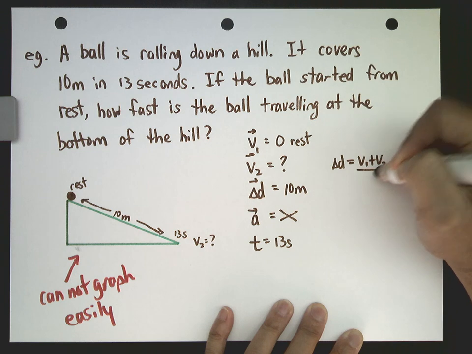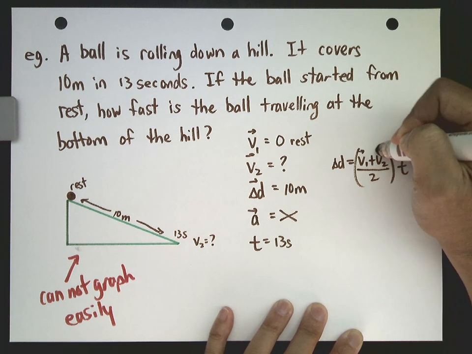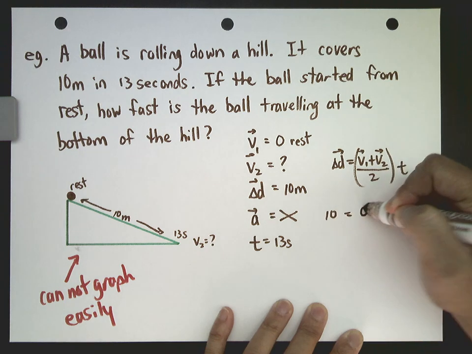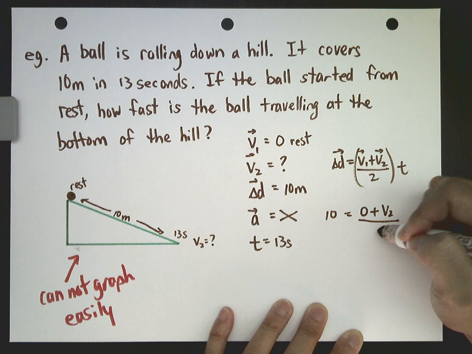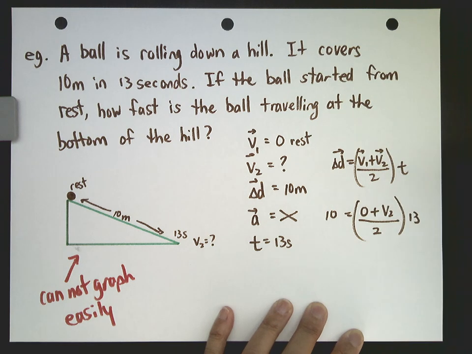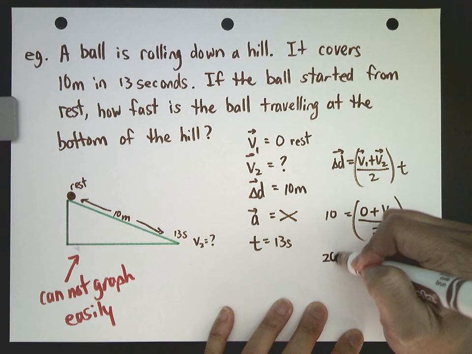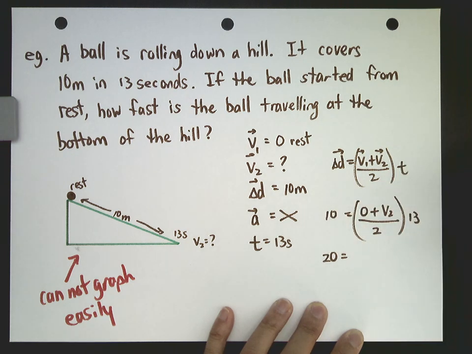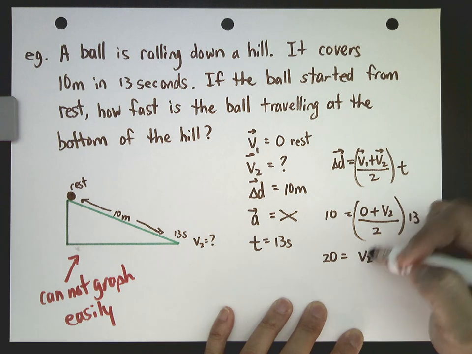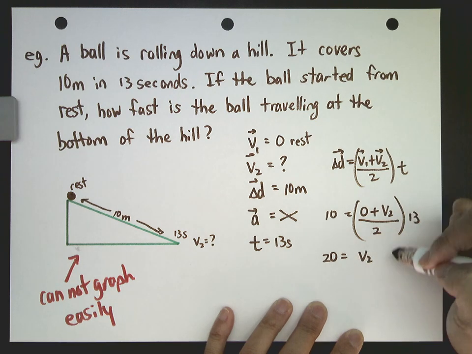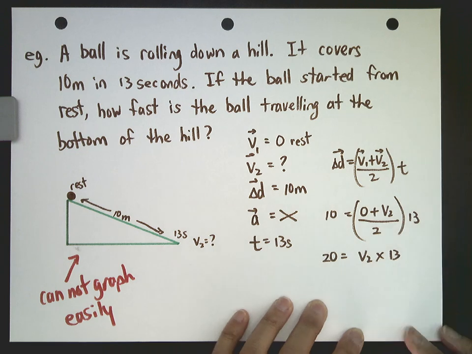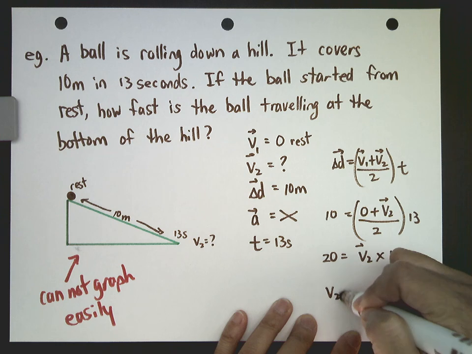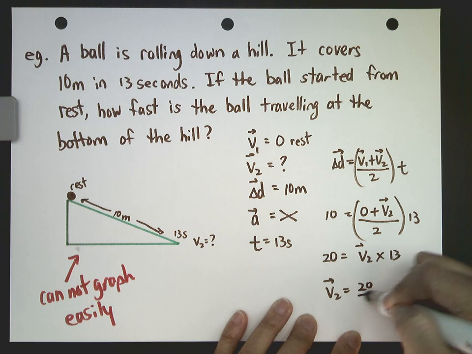So, V1 plus V2 divided by 2 times time. All right, plug everything in. This is 10. V1 is 0, V2 you're trying to solve for, divided by 2, times 13 seconds. I'm going to multiply both sides by 2 to get 20. The 0, obviously, I can ignore because 0 plus V2 is still V2, times 13. I'm going to bring the 13 over to the other side, and this is what you're going to get: V2 is equal to 20 divided by 13.